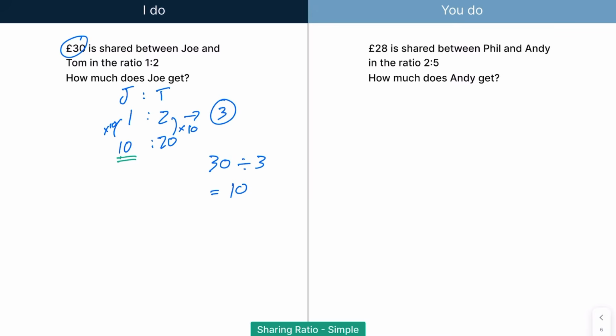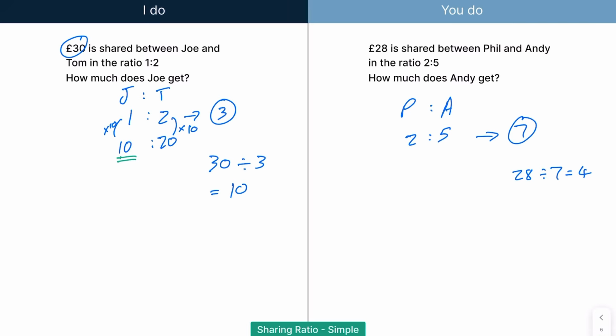So hopefully you've pressed pause and had a go at the example on the right. So again, with this one, we have Phil and Andy. We have the ratio 2:5, which is a total of 7 parts. So now we need to find how much one part is. So if I do 28 divided by 7, that gives me 4.